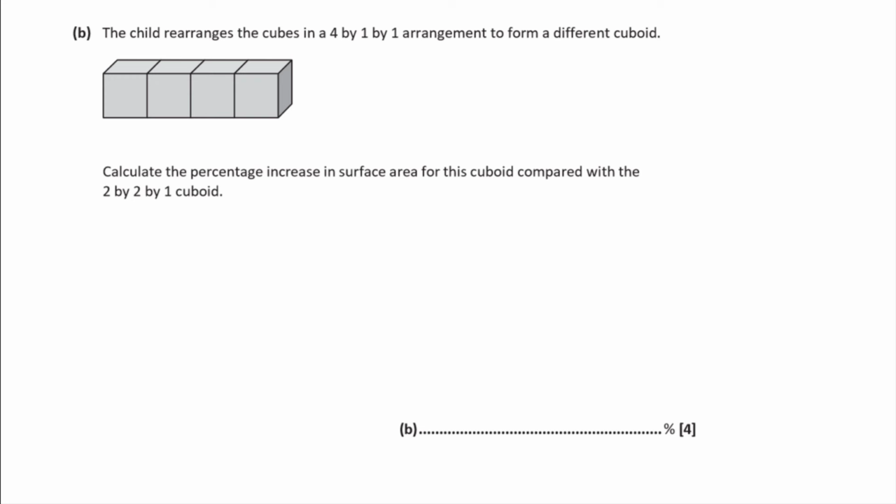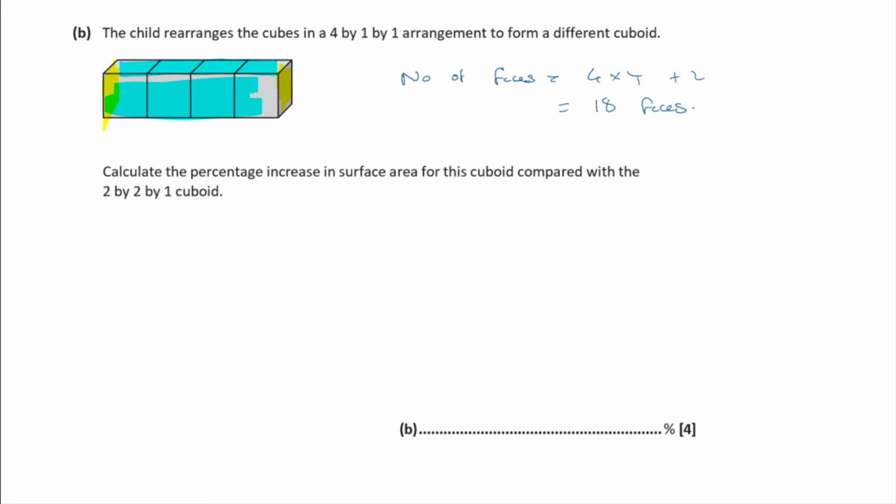Calculate the percentage increase in surface area of this cuboid compared to the 2 by 2 by 1 one. Okay, so how many faces does this one have? Well, I've got 4 along the top, 4 along the front, 4 along the bottom, 4 along the back, haven't I? So I've got 4 lots of 4 faces, plus I've got that one there and that one there, then at the other side. So I've got 2 plus 2 faces at the ends. So what's that? 18. That's 18 faces.